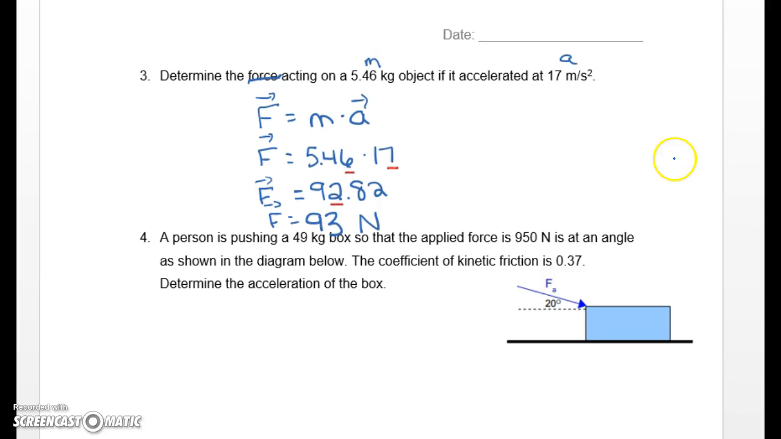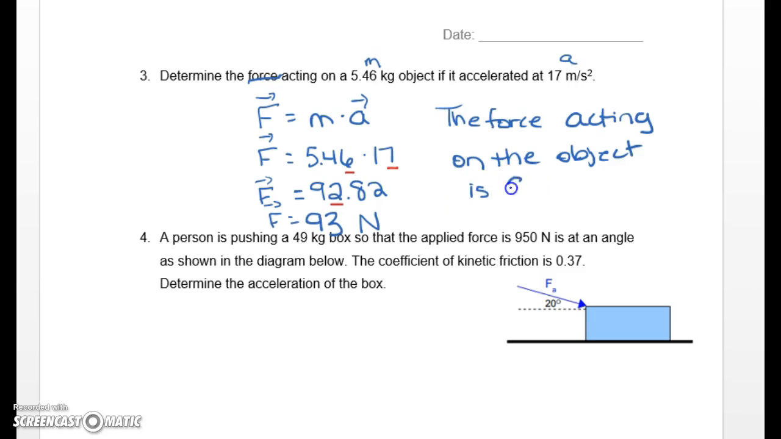So then just to finalize this question, we need to write a concluding sentence. So the force acting on the object is 93 newtons. Just to repeat why we don't need a direction in this case, it's because for our acceleration, we weren't given a direction. So in this case, we can assume that our force won't have a direction as well.